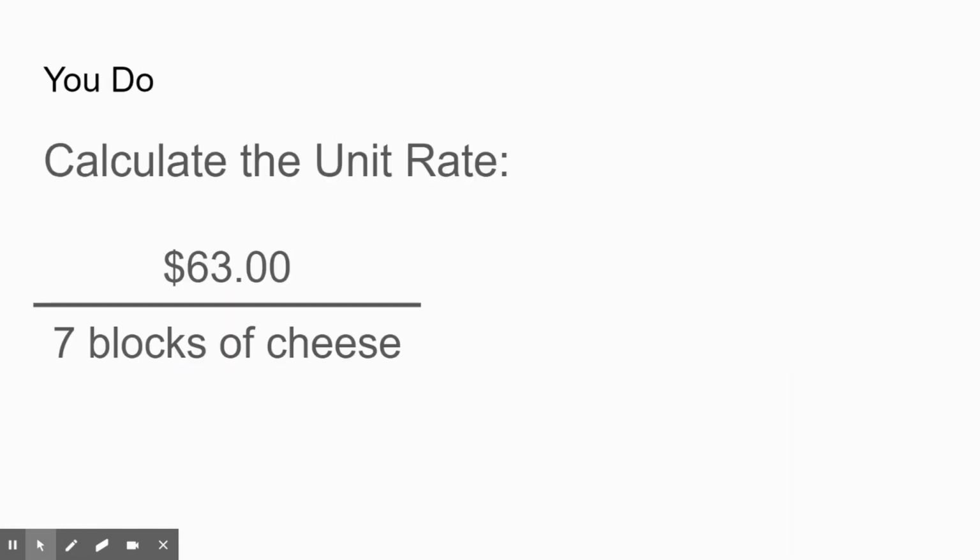Our you-do for today, you are going to calculate this unit rate. You have $63 to 7 blocks of cheese. You're going to find the unit rate, find the cost essentially for 1 block of cheese. Pause the video, work on this, make sure to show all of your work. Ready, go.